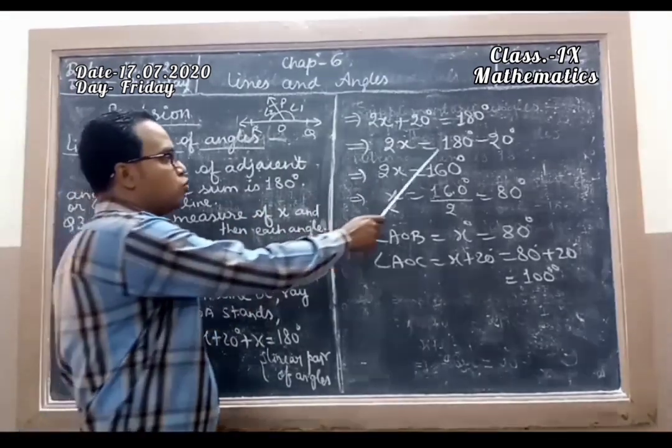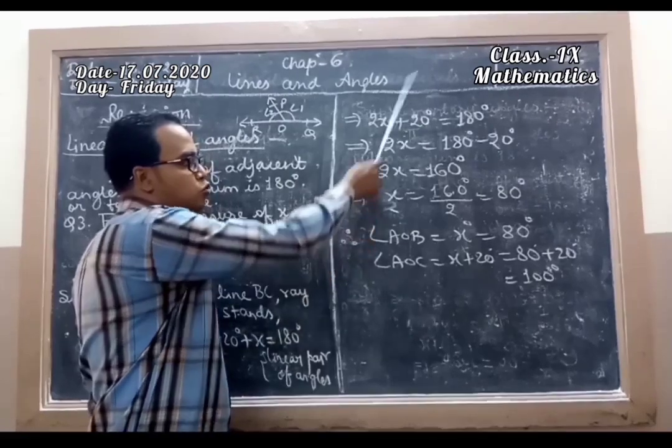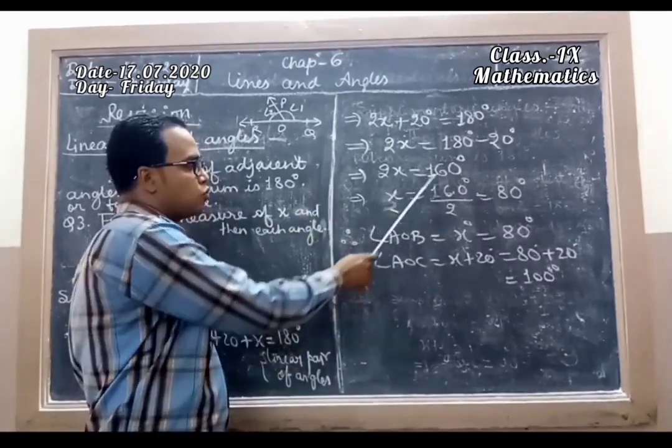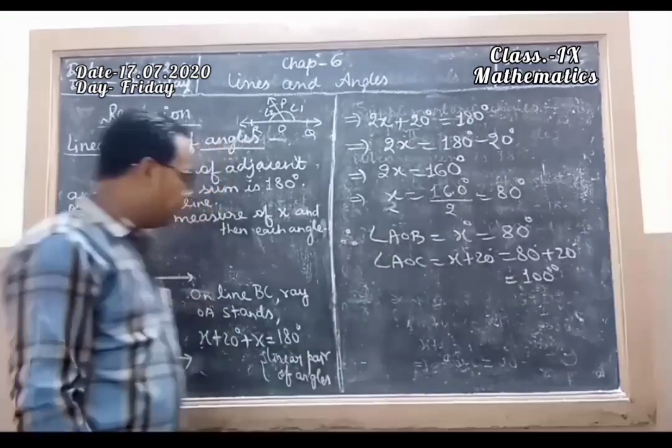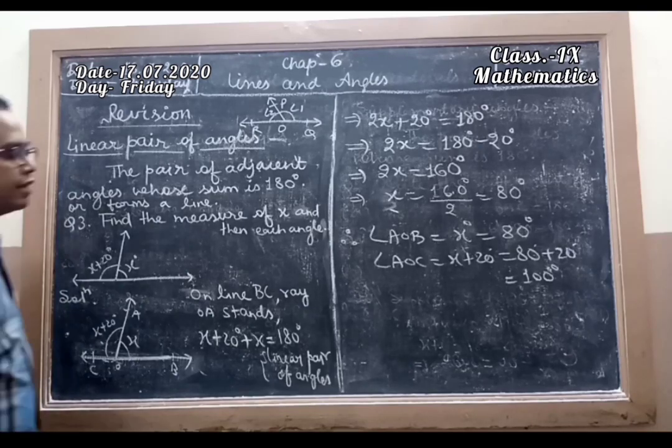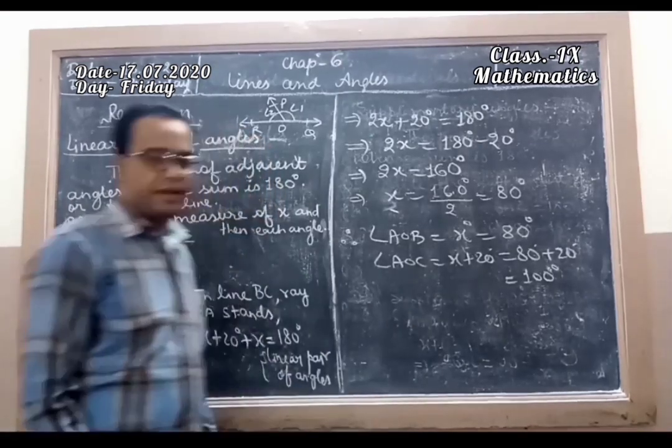So 2x equals 180 minus 20. We transpose 20 to the RHS. 2x equals 160 degrees. So x equals 160 by 2, that is 80 degrees. It means our angle AOB is equal to 80 degrees, and AOC is equal to x plus 20. It means 80 plus 20, that is 100 degrees.